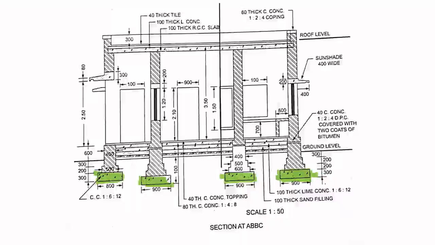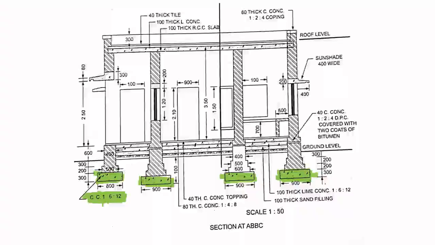And these are CC, meaning cement concrete, of mix ratio 1:6:12. 1:6:12 means 1 cement, 6 sand and 12 aggregates. That is the meaning of that. Okay, cement concrete 1:6:12, 1 cement, 6 sand and 12 aggregate.